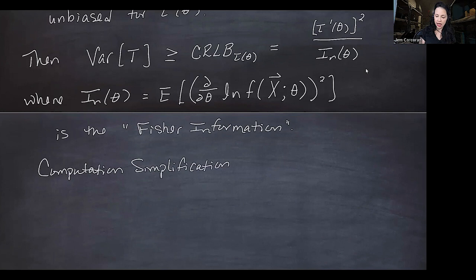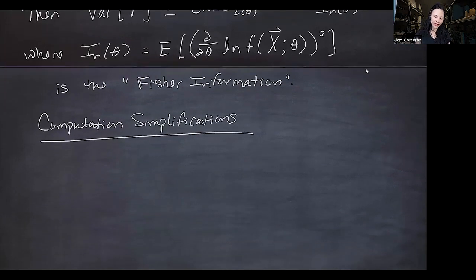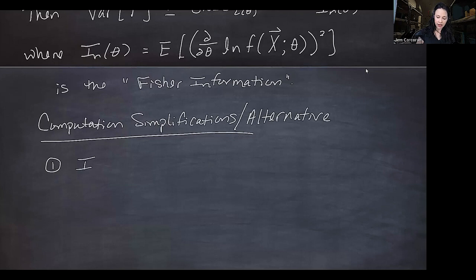Simplifications. I'm not even going to write 0 here because that's not one of the simplifications. That just helped us prove one of them. And actually, this one really isn't a simplification. It's an alternative way to compute the Fisher information, and it might be easier. So that was that this Fisher information can be computed as the negative expected value of the second derivative with respect to theta of the log of f of x and theta.